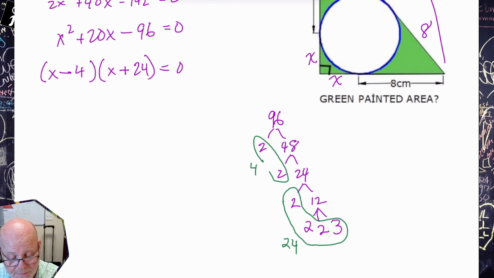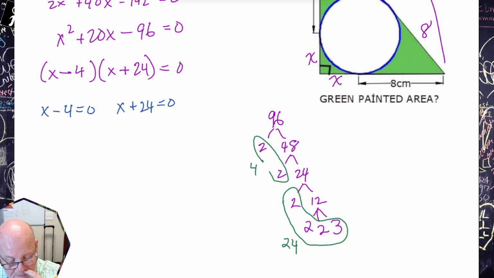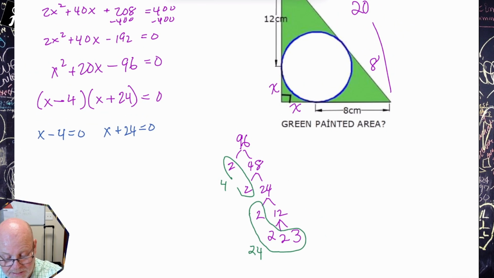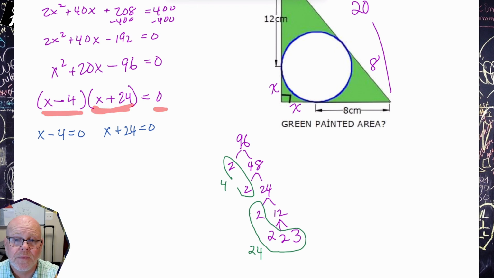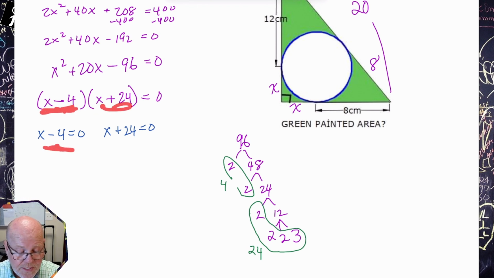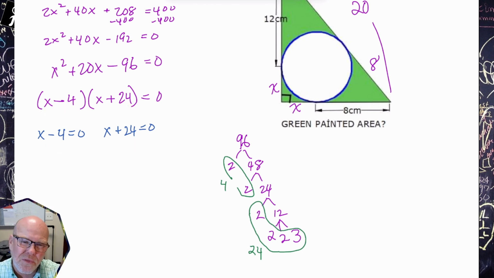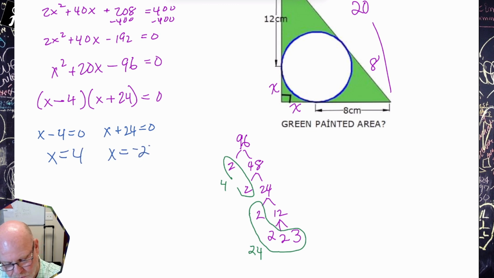So what does that mean? That means either x minus 4 has to equal 0, or x plus 24 has to equal 0. And that's because this number times this number equals 0. So that means either this is equal to 0 or this is equal to 0 or both. And so now we automatically know x is either 4 or x is equal to negative 24.